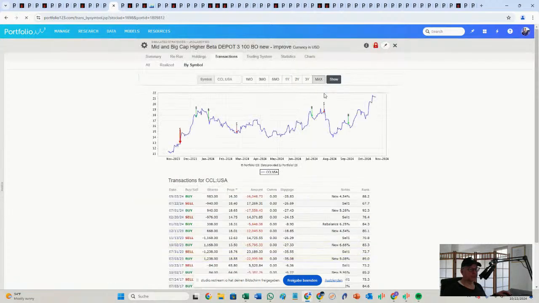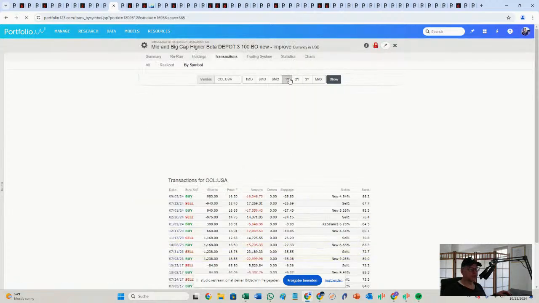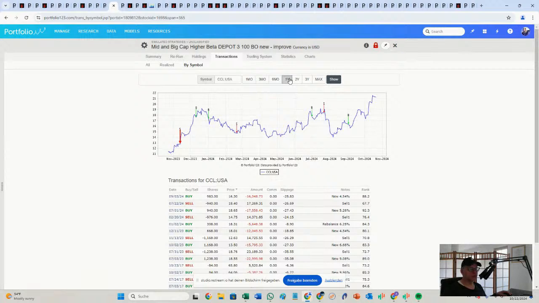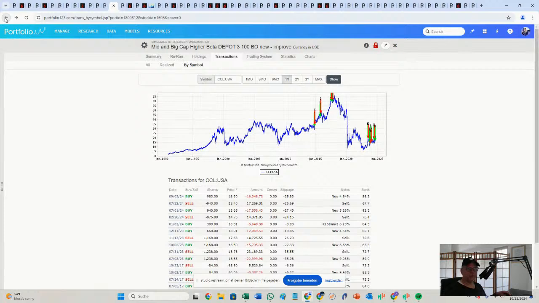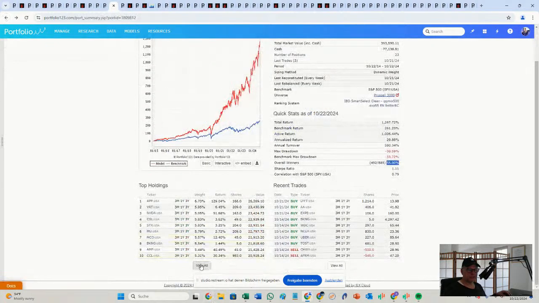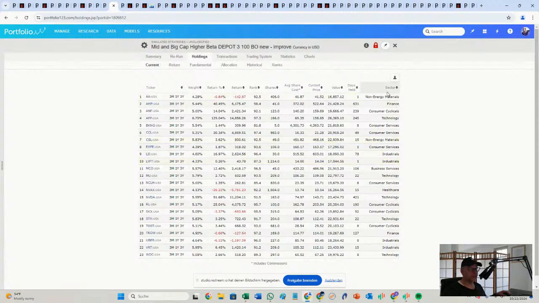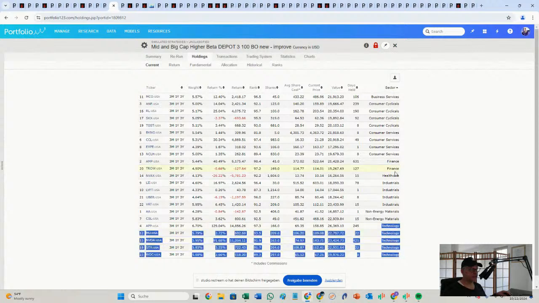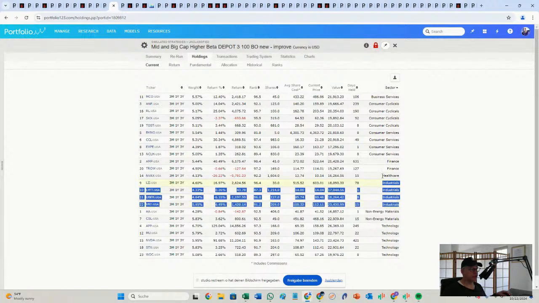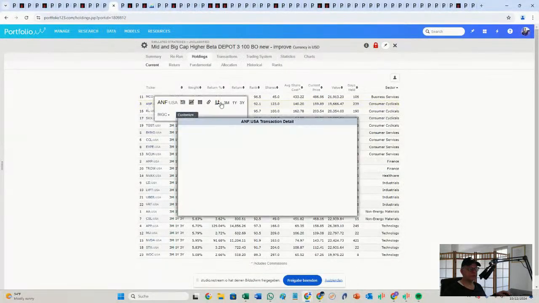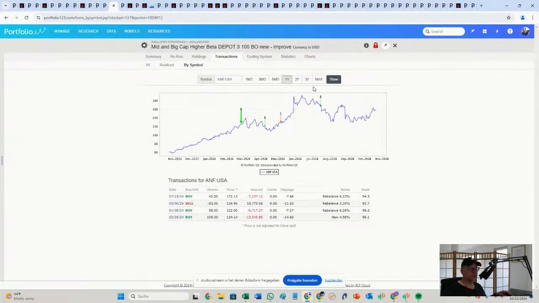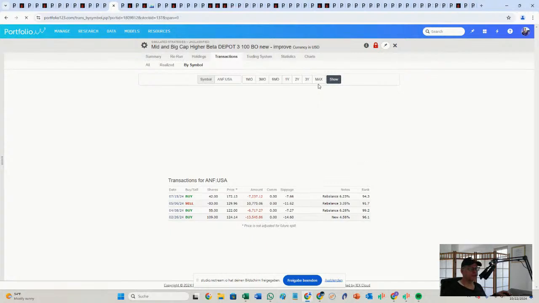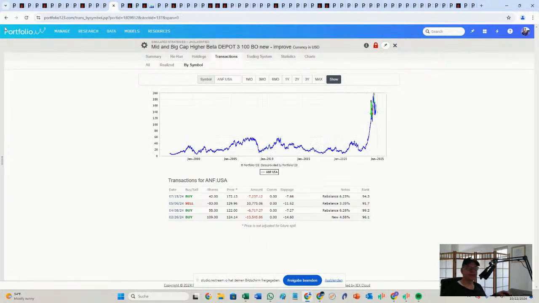CCL 1 year. Okay. So yeah, I mean, basically household names, right? Let me just see what it has from a sector perspective. Yeah, it has not too much technology right now in there, right? That's pretty interesting. There's industrials in there. It has consumer services in there. Cyclicals are pretty hefty. Let me just see when it bought ANF. Wow, bought really late. Look at that.